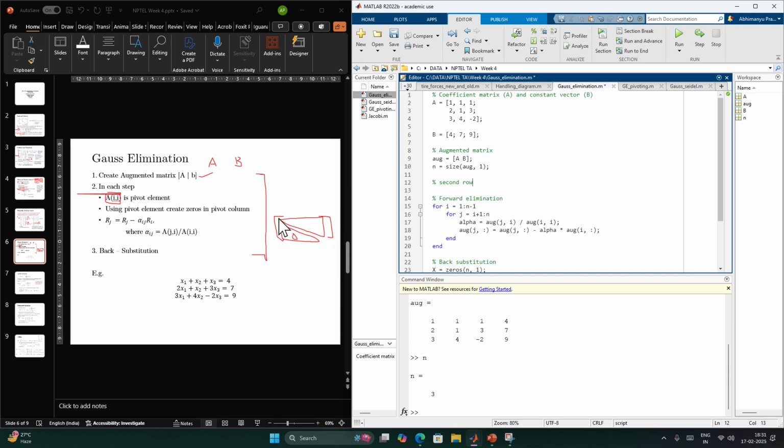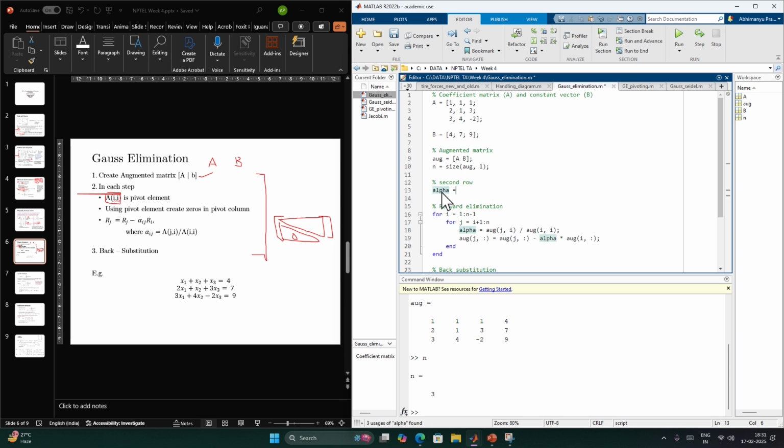So for an upper triangular matrix, the first row will remain the same, whatever matrix you have, because that is the diagonal element, and the rest of the elements you don't need to change. All the operations will be starting from the second row, right? So for the second row, our pivot element would be A11.